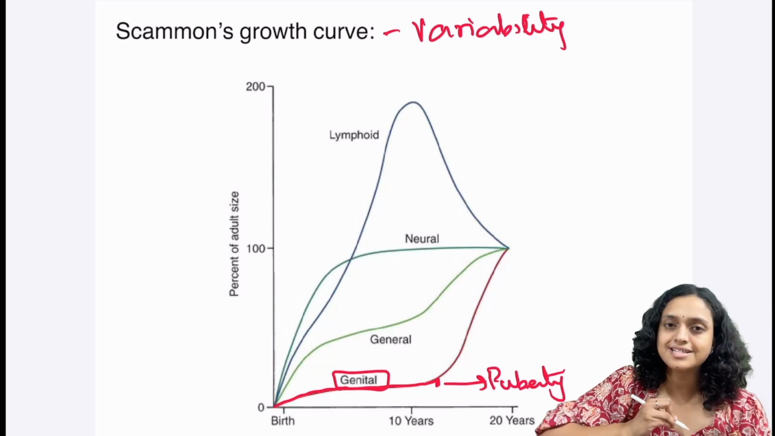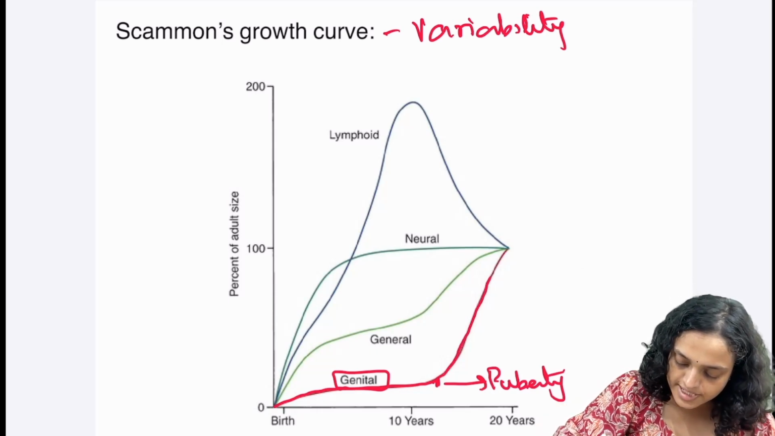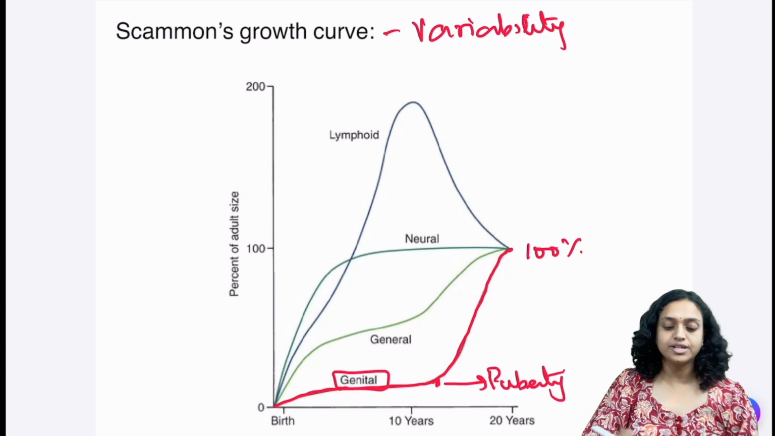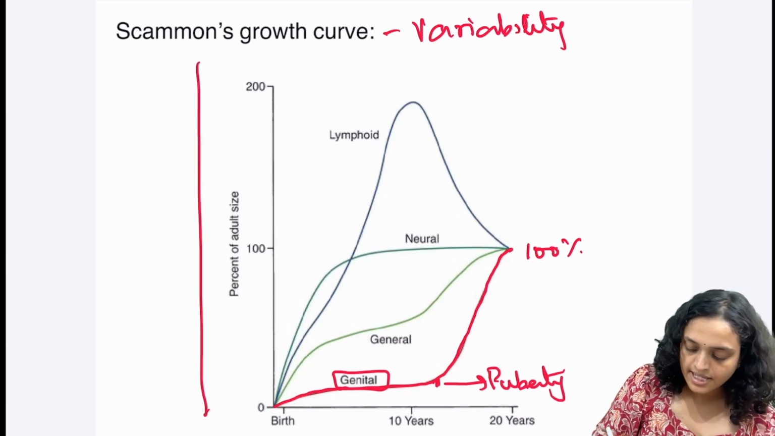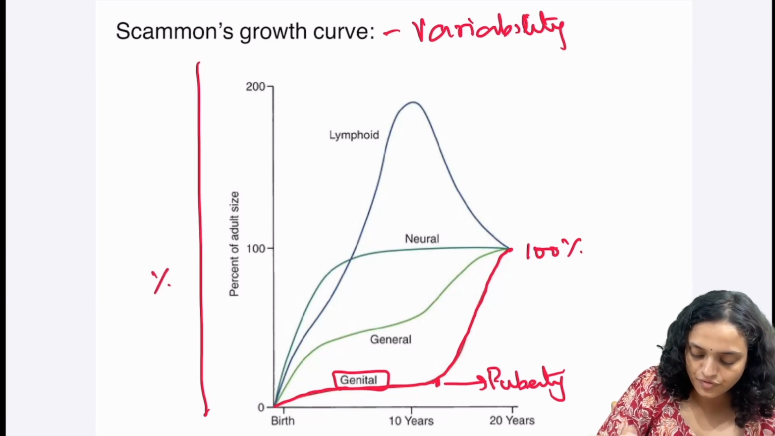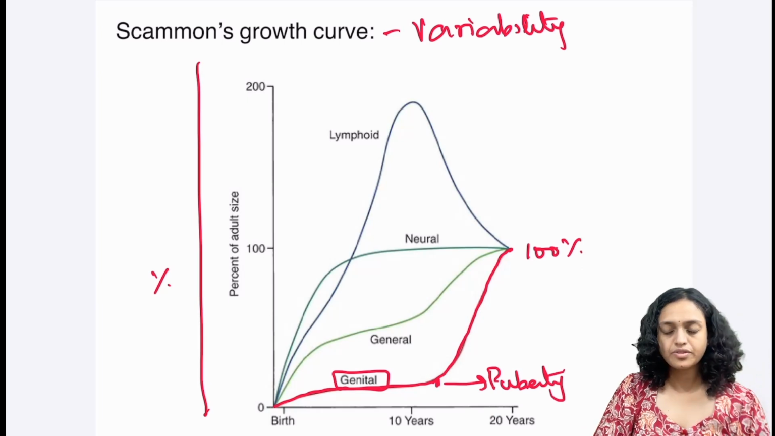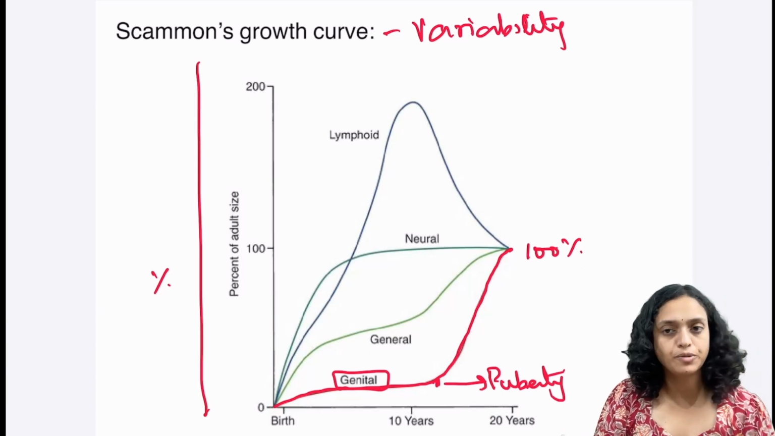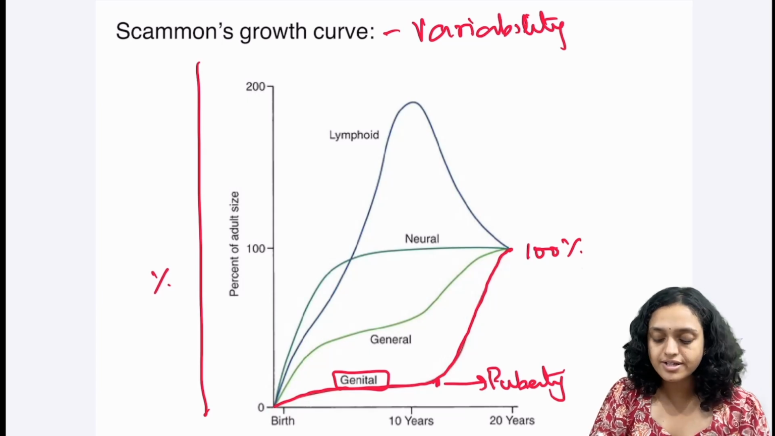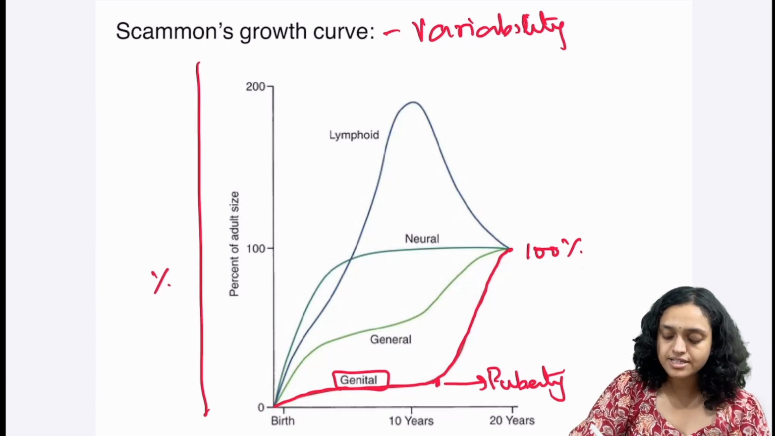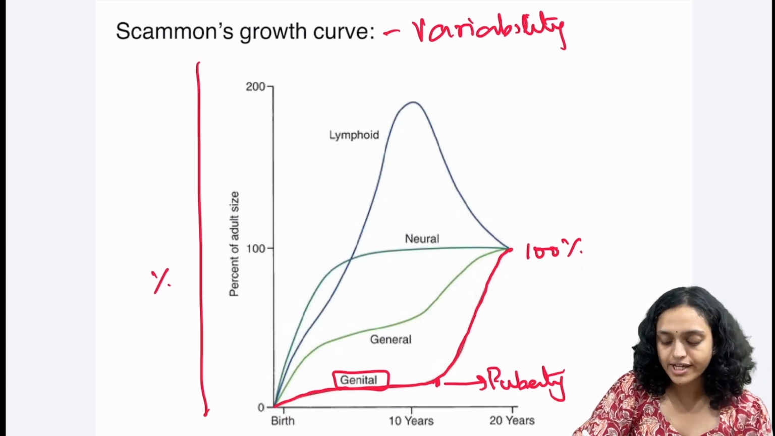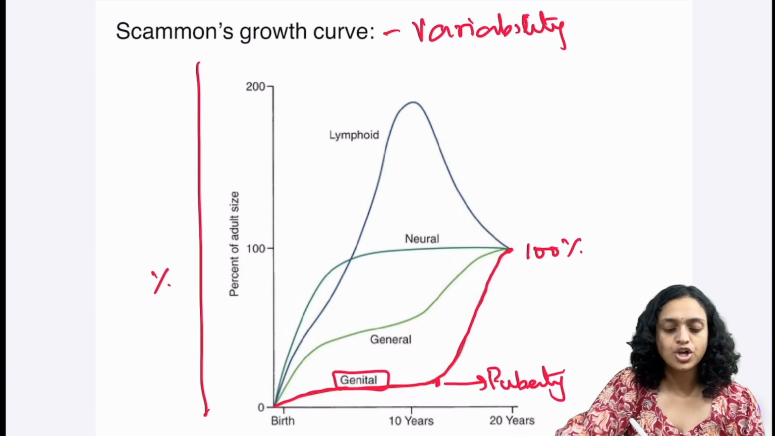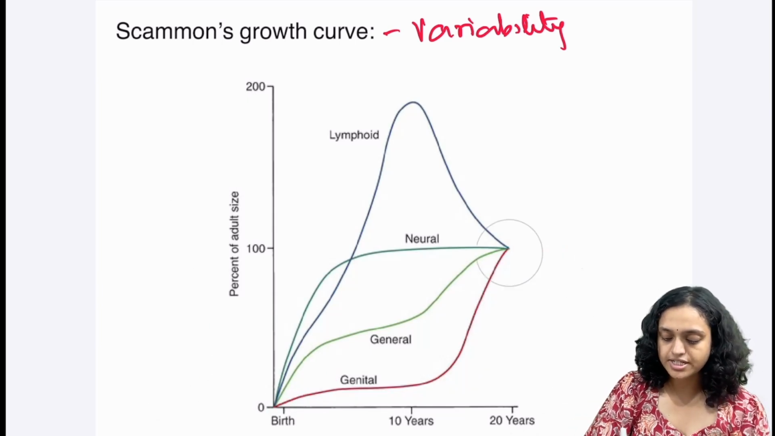At puberty, there's a sudden increase in the development of these organs and they reach 100% of growth at 20 years. You can see this is the y-axis, this is the x-axis. The y-axis is the percentage of growth and the x-axis is the age. So the genital curve generally does not develop until puberty, close to 13 to 14 years, and suddenly during puberty there is rapid development of these sexual organs and it reaches 100% of growth when the individual reaches 20 years. So this is regarding your genital curve.